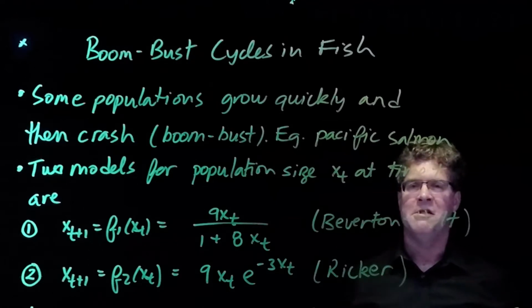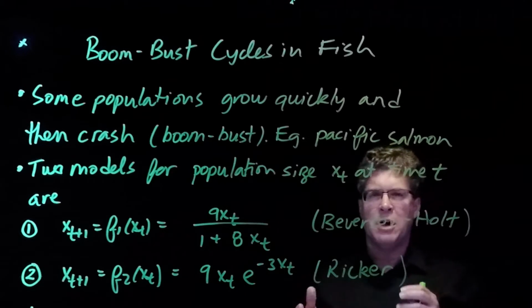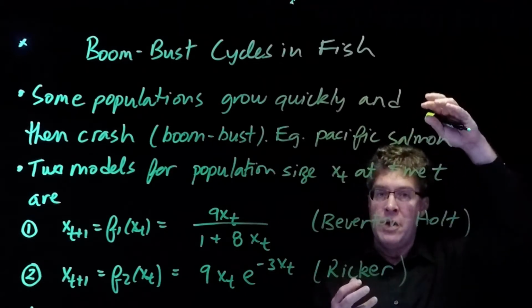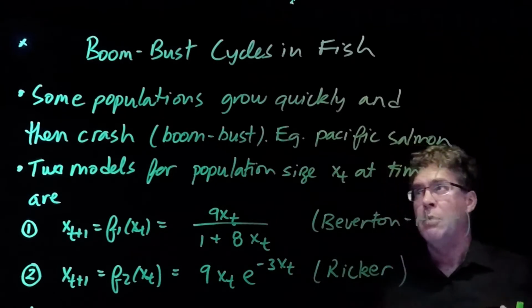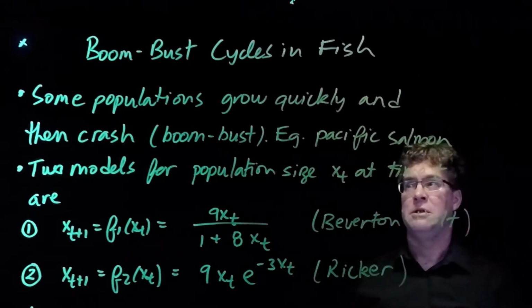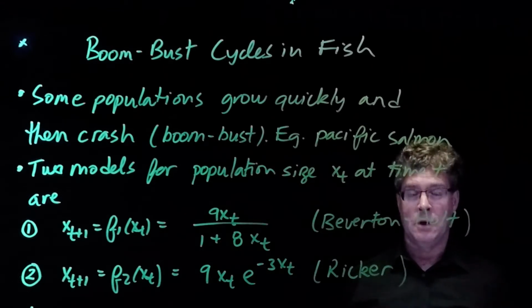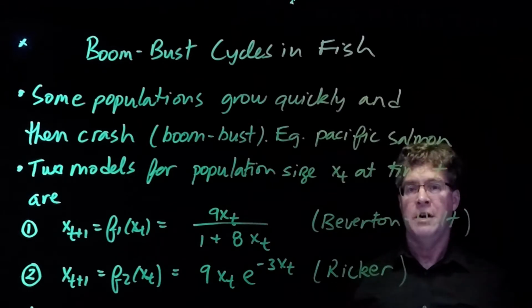Fish populations have rather interesting behaviors. Sometimes the fish populations grow very quickly and they boom, and then the next year they bust. This is called a boom-bust cycle in fish, and it's very common in Pacific salmon. When your Pacific salmon runs are very high, the next year they can be very low.